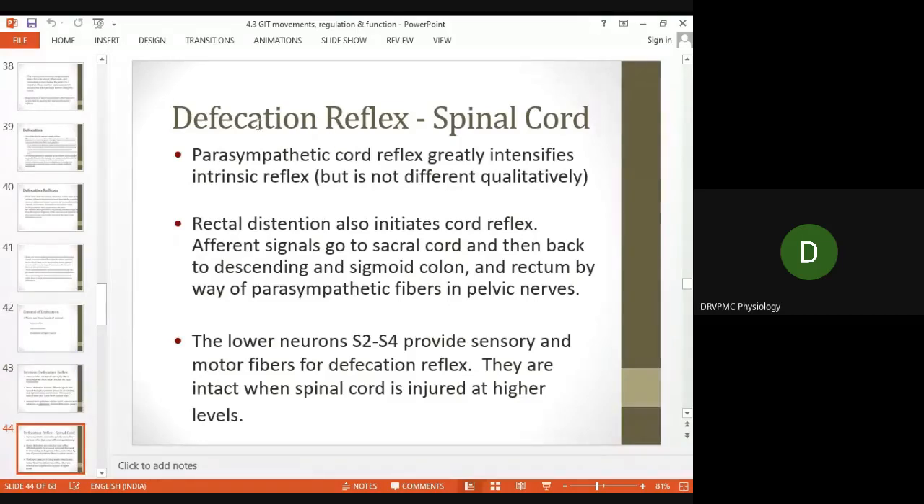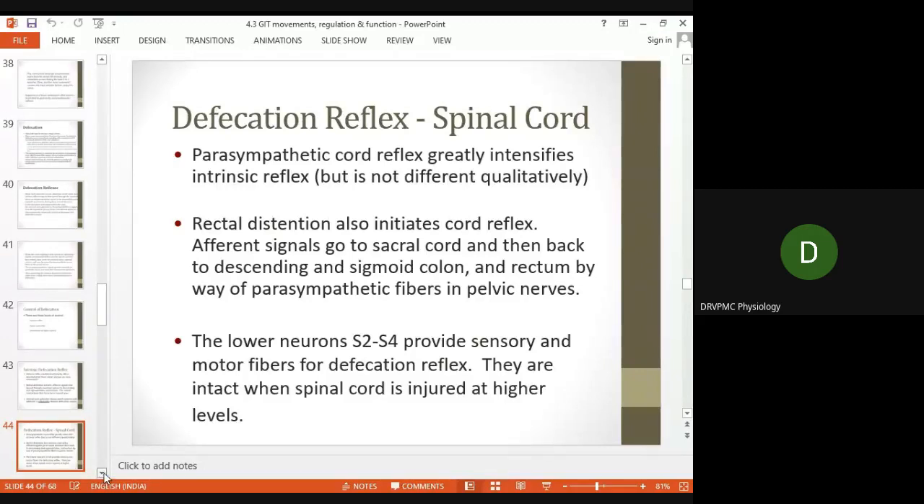Defecation reflex at the spinal cord level. The parasympathetic cord reflex greatly intensifies the intrinsic reflex, but it is not different qualitatively. Rectal distension also initiates the cord reflex. Afferent signals go to the sacral cord and then back to the descending and sigmoid colon and rectum by way of parasympathetic fibers in the pelvic nerves. The lower neurons S2 to S4 provide sensory and motor fibers for the defecation reflex. They are intact when the spinal cord is injured at higher levels.